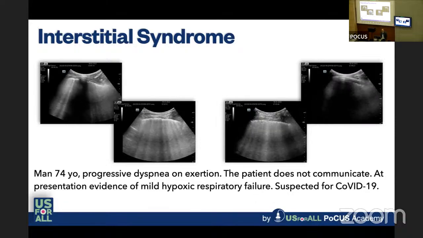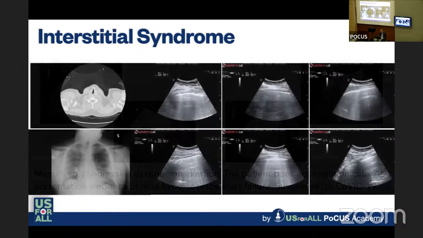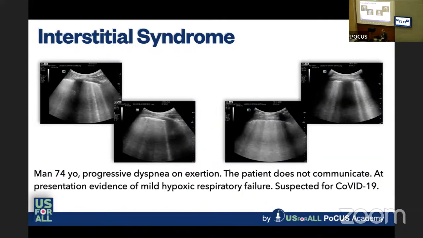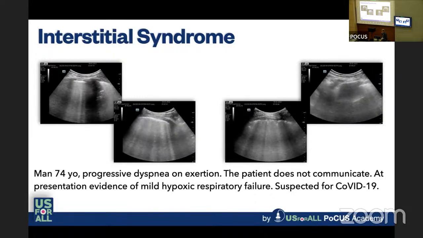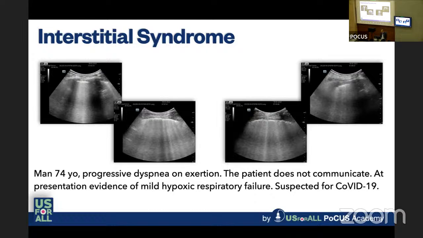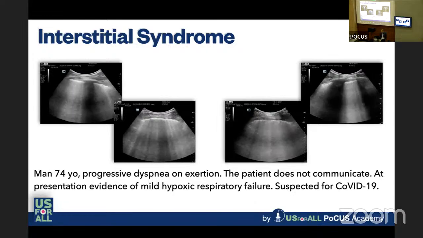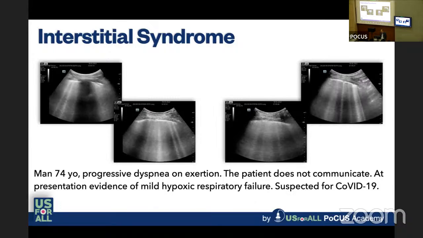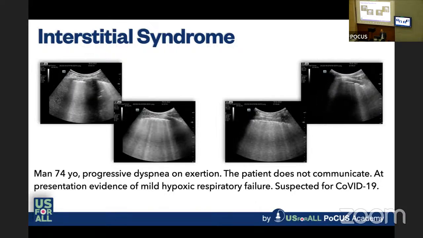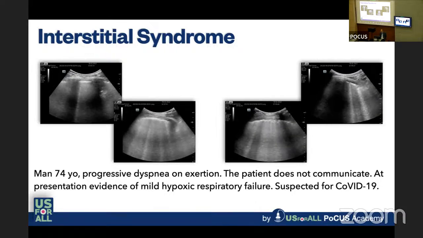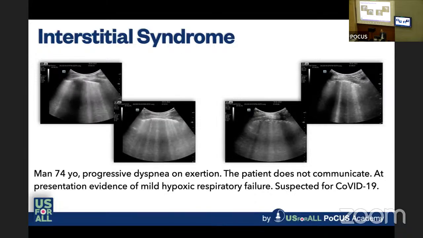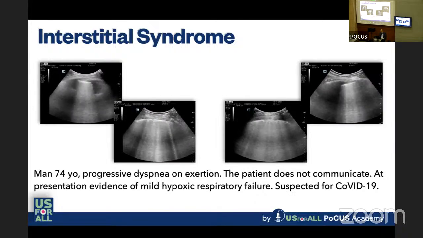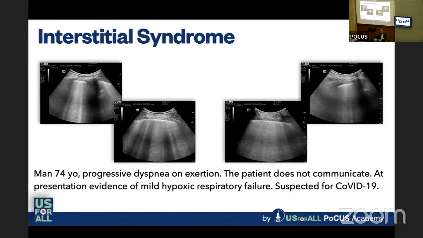На этом слайде вы можете увидеть пациента, у которого развивалась одышка, и со временем состояние пациента ухудшилось. У него подозревали дыхательную недостаточность из-за COVID-19, но оказалось, что у пациента фиброз, который привел к появлению множественных B-линий, как вы можете увидеть на рисунке. Также заметьте, что плевральная линия неоднородная и нерегулярная, что тоже указывает на наличие фиброза.